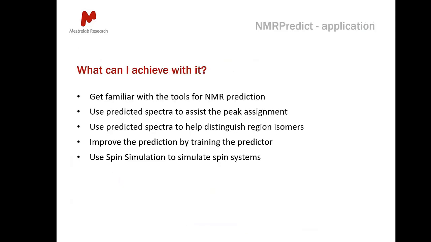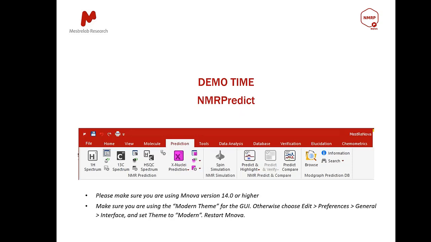Right. So what can we achieve today? From this training session, I hope you will get familiar with the tools for NMR prediction. I'm going to show you how to use the predicted spectrum to assist the peak assignment of experimental NMR, and how to use the predicted spectrum to help distinguish regioisomers, and how to improve the prediction by training the predictor. And finally, I'll show you how to use the spin simulation to simulate spin systems, which is good for learning and teaching NMR. Right. I hope you're ready for the training now.